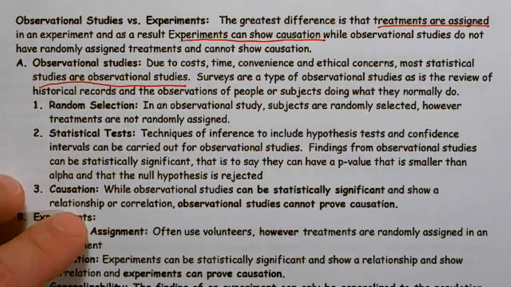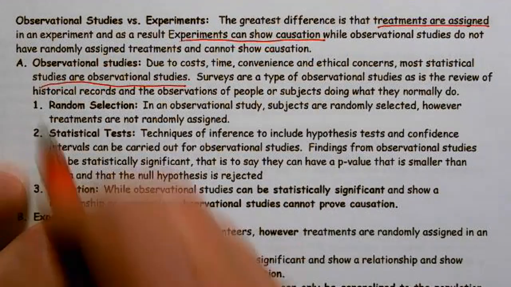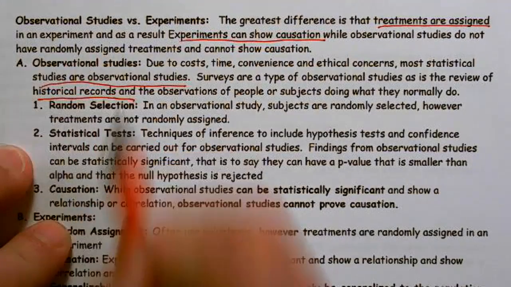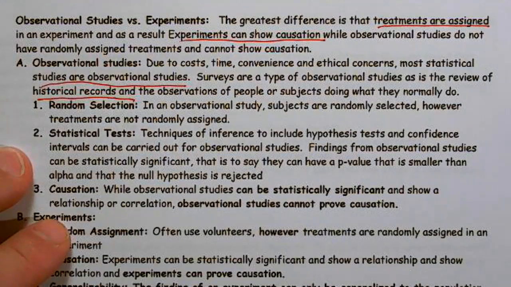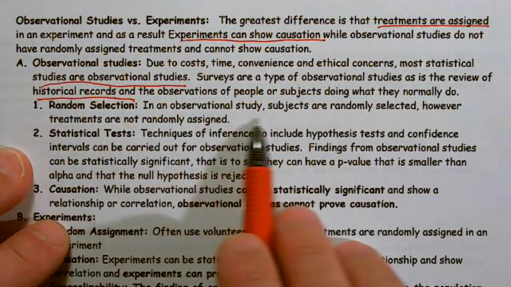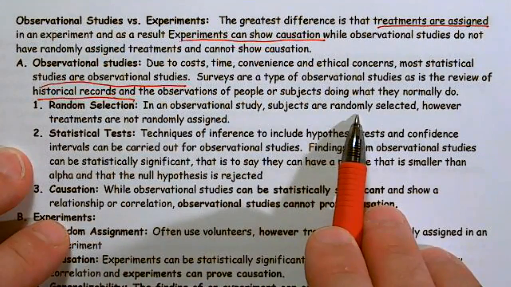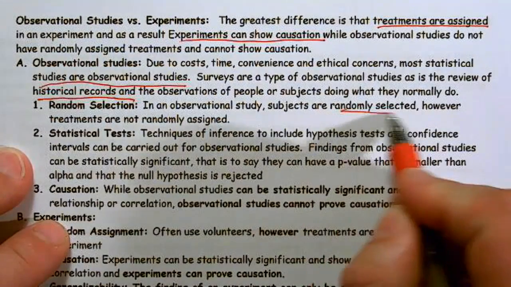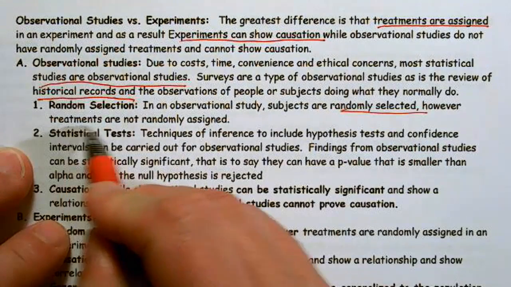Surveys are a type of observational study, as is a review of historical records. That's really important, because even historical medical records would count as observational studies. We're basically assuming that we're watching people do what they already do. In an observational study, subjects are randomly selected. However, the treatments are not randomly assigned.